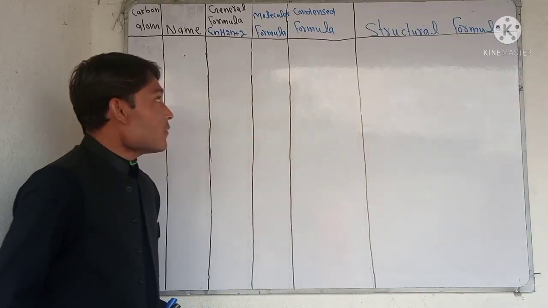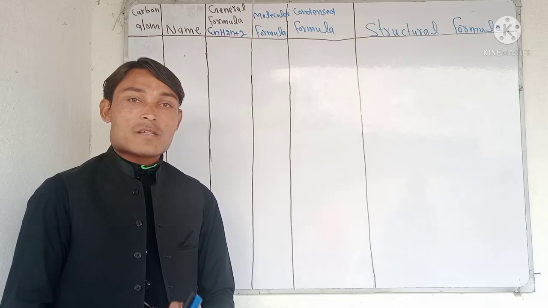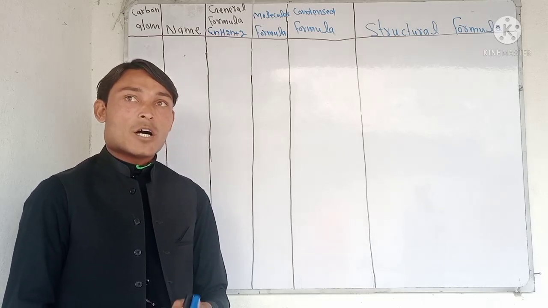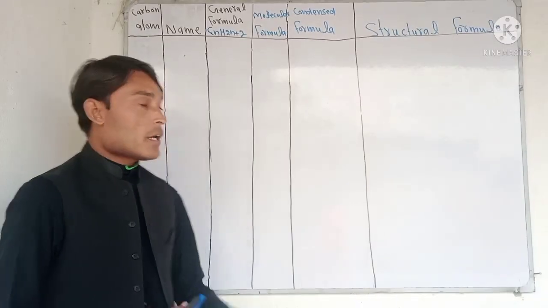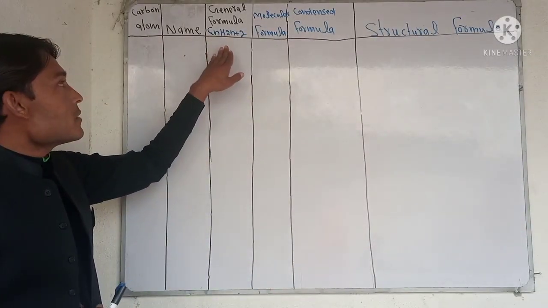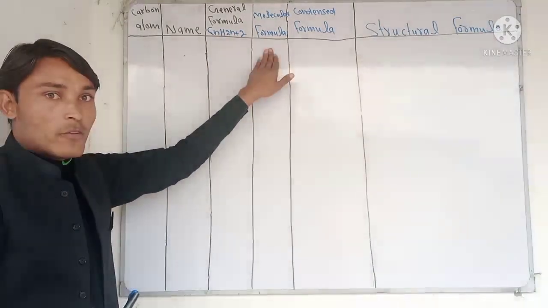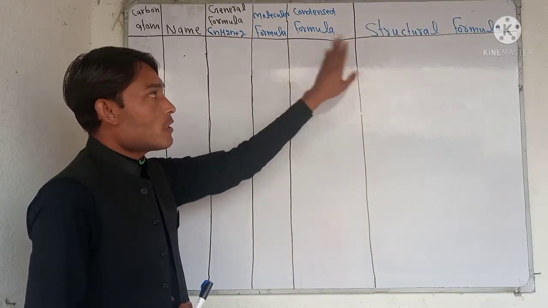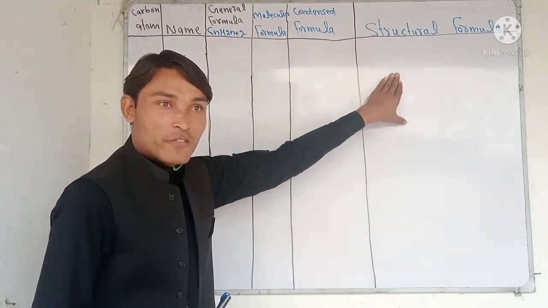First, if we have the number of carbon atoms as 1, then how can we give the name? If there are 2, 3, 4, 5, etc. And also we will talk about the general formula for alkane, molecular formula for alkane, condensed formula for alkane, as well as structural formula for alkane. Now let's talk about the first one.